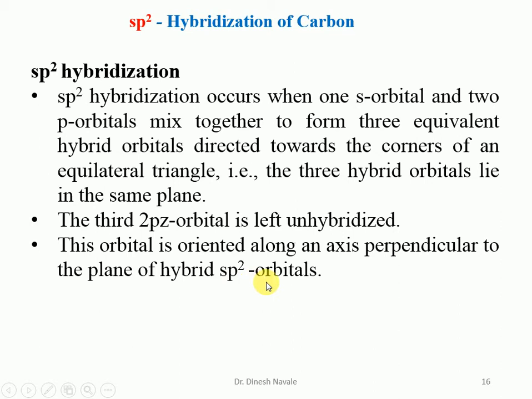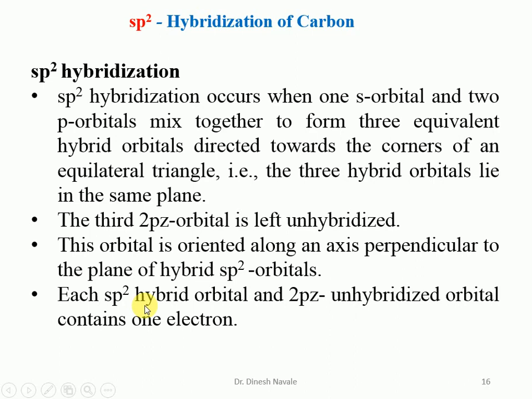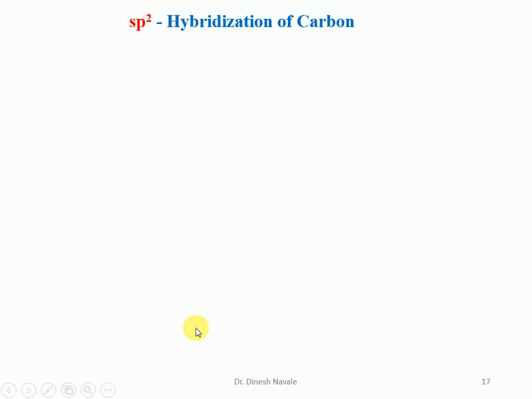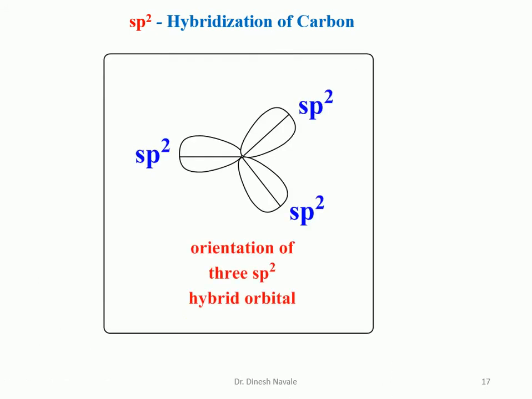That means the unhybridized orbital will remain perpendicular to all three hybridized sp2 orbitals, and each sp2 hybridized orbital and the 2pz unhybridized orbital contains one electron each, and it will give a shape like this. So this is the carbon atom and three sp2 hybridized orbitals are there. The orientation of the three sp2 hybridized orbitals is trigonal planar, and the 2pz orbital remains unhybridized, perpendicular to all three sp2 hybridized orbitals.